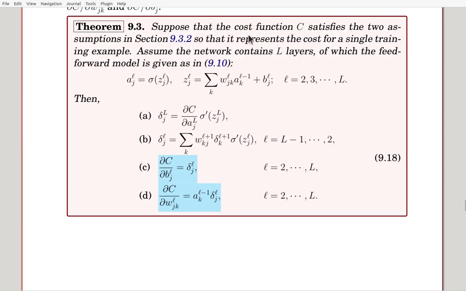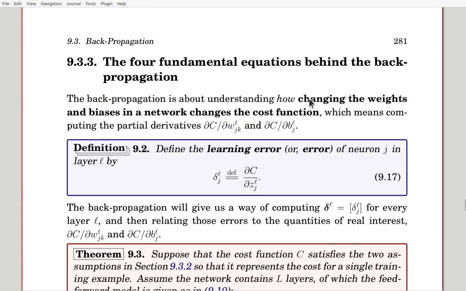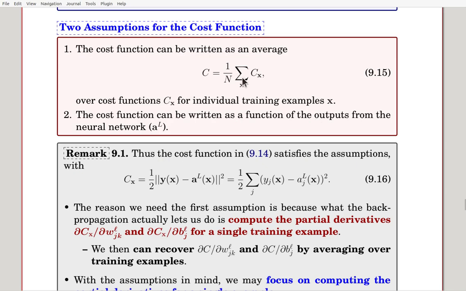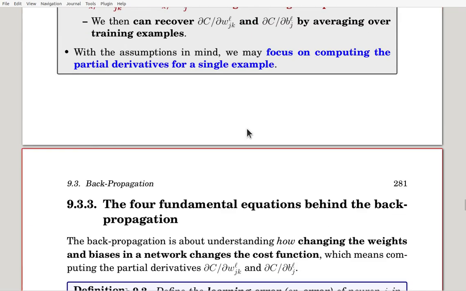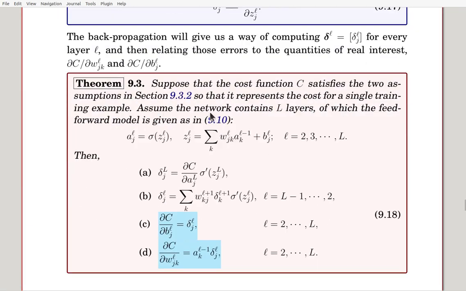Suppose that the cost function C satisfies the 2 assumptions in the earlier subsection, number 1 and number 2. It is quite natural, and most cost functions will satisfy these assumptions. We also assume the network contains L layers, and then we consider the feed forward model given in this way, equation 9.10.